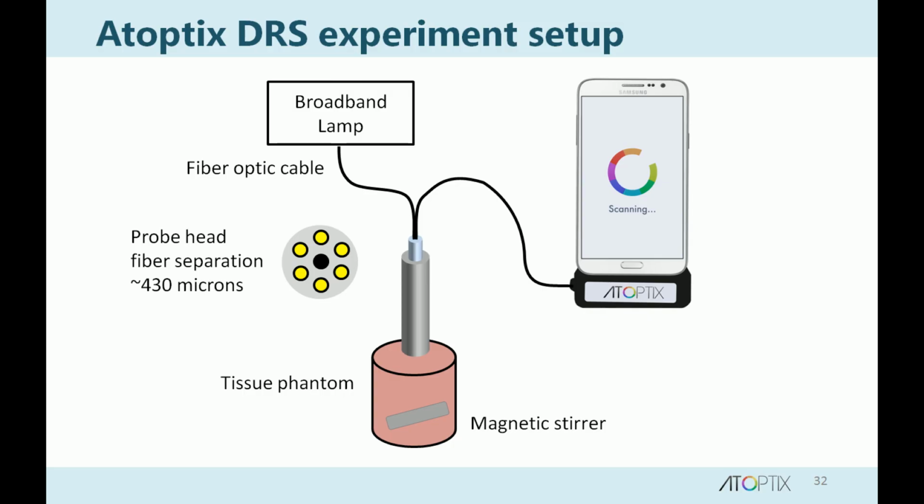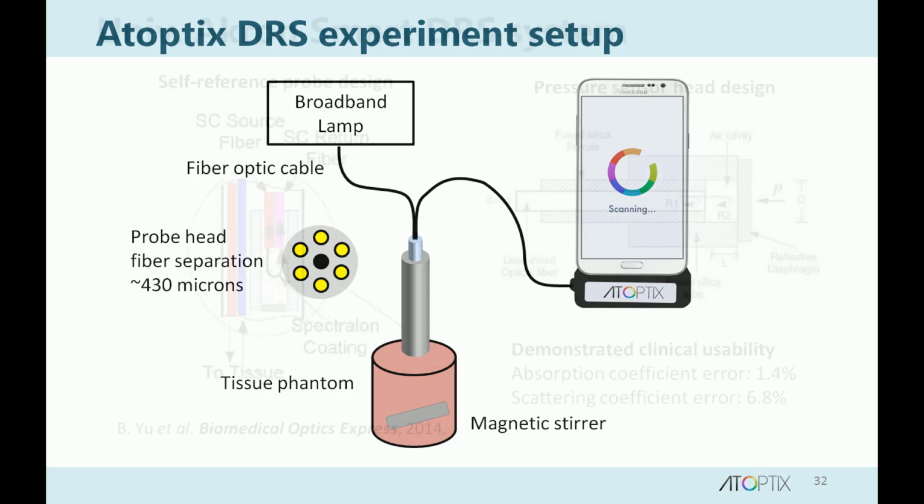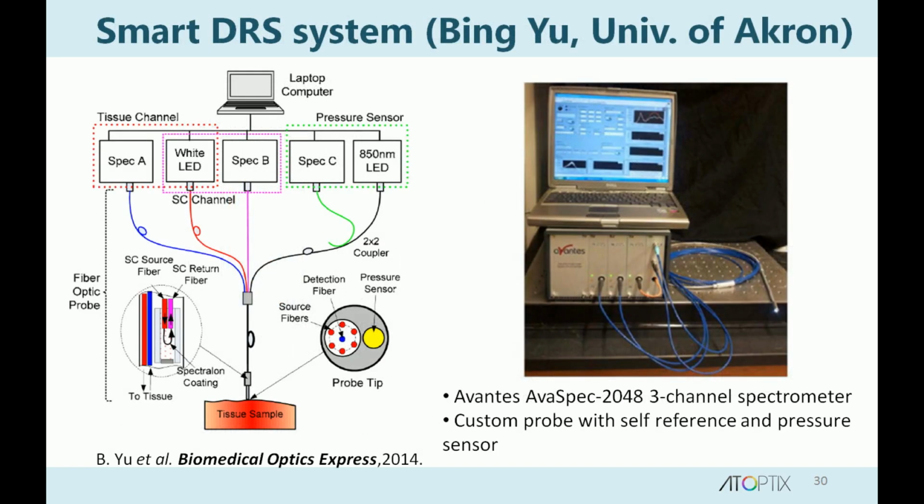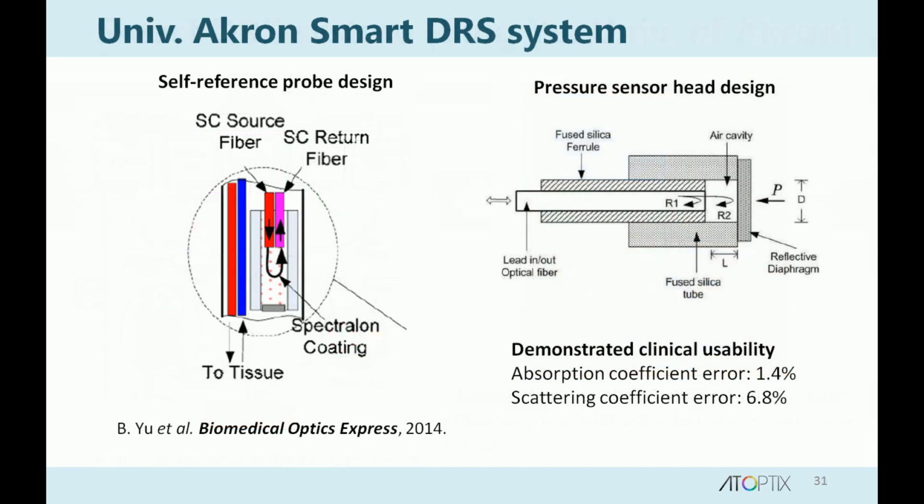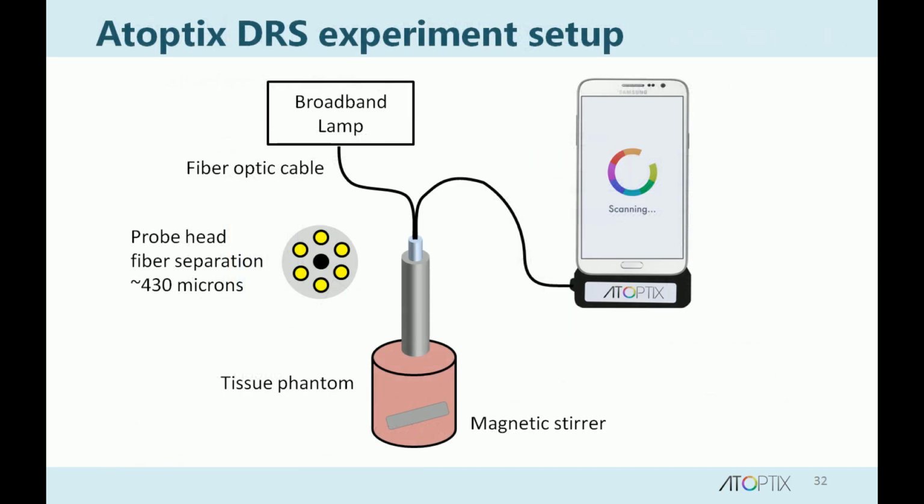So versus that system, our system is fairly simple. We have just a separate broadband lamp source, our smartphone spectrometer coupled to a fiber bundle where the broadband lamp emits out of 6 illumination fibers, and we receive from the center fiber to perform diffuse reflectance. And you can see this is actually similar to the setup that they employ here. The fiber separation was around 430 microns.